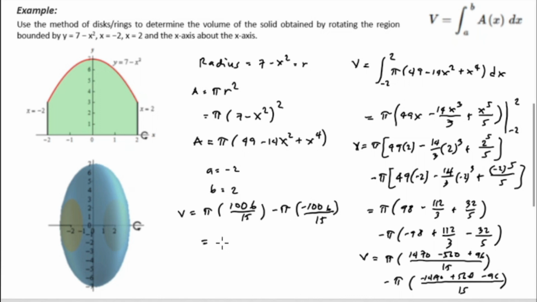So we have the common factor pi, then 1006 minus negative, it is positive 1006 all over 15, and the volume is equivalent to 2012 over 15 pi. So we have the value for volume.